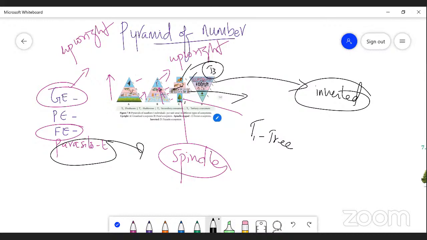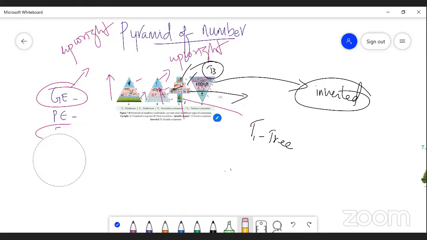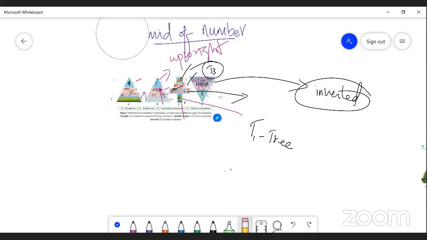So this is simply something about pyramids of number. Pyramids of number are dealt with by different systems: the grassland ecosystem, pond ecosystem, forest ecosystem, and parasitic, among which grassland and the pond ecosystem are always upright. And the forest ecosystem is a spindle shape, that is a very special type, and parasitic is an inverted one, right? Please remember, parasitic is the inverted. Next we pass on to pyramid of biomass.